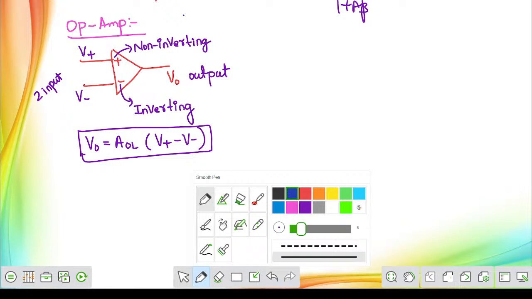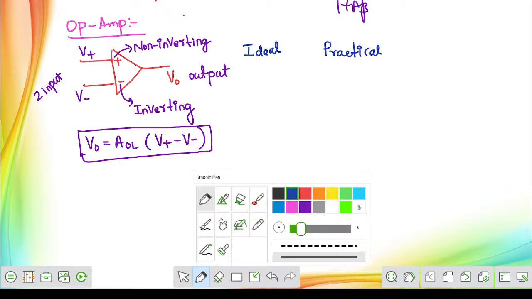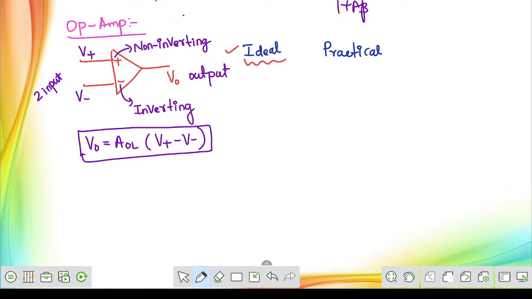When we are measuring the value of the gain, the operational amplifier can be classified into two types. One is the ideal operational amplifier. The other one is the practical operational amplifier. That is the most important thing that you must understand. When we are working with the ideal operational amplifier, its properties will be repeatedly asked in the exam. What are the basic properties of the operational amplifier? I will tell you each and every term one by one. You just focus on it.